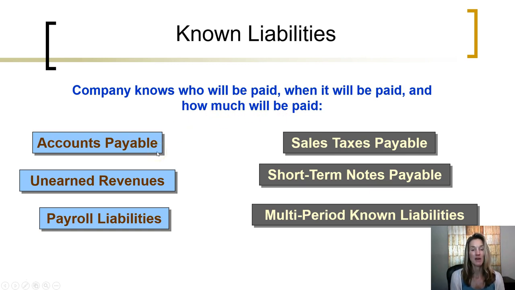Accounts payable. These are current liabilities that arise due to the normal day-to-day purchases of supplies or day-to-day expenses. We're going to look at sales taxes payable. We've talked about and worked with unearned revenues, and we'll look at another example. Short-term notes payable are another known current liability that we will look at. Payroll liabilities and multi-period known liabilities.